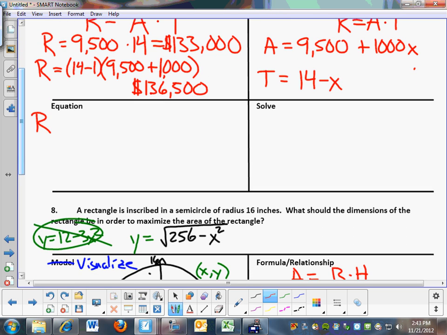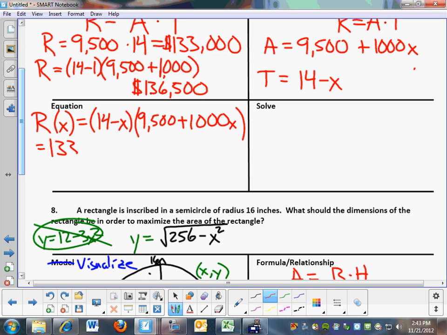Yes. The equation, or the function, is R, revenue in terms of X, is equal to, what's my ticket price? 14 minus X. What's my attendance? 9,500 plus 1,000x. I've got to multiply all these terms out. Let's start with the first one. 14 times 9,500. We already did that one, 133,000.